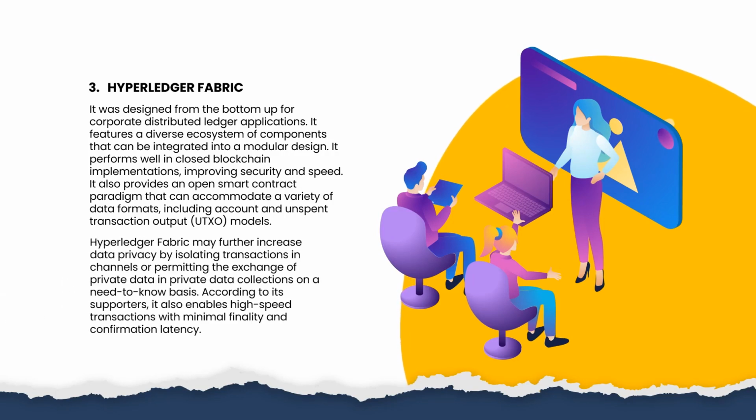Hyperledger Fabric may further increase data privacy by isolating transactions in channels or permitting the exchange of private data in private data collections on a need-to-know basis. According to its supporters, it also enables high-speed transactions with minimal finality and confirmation latency.